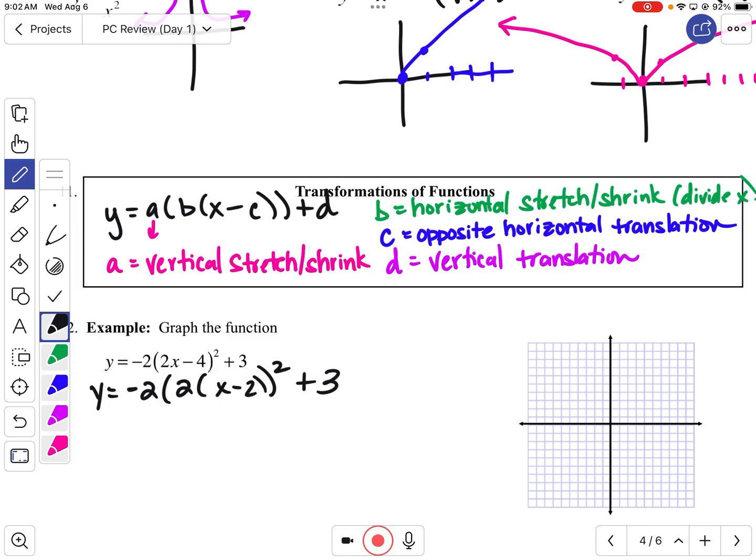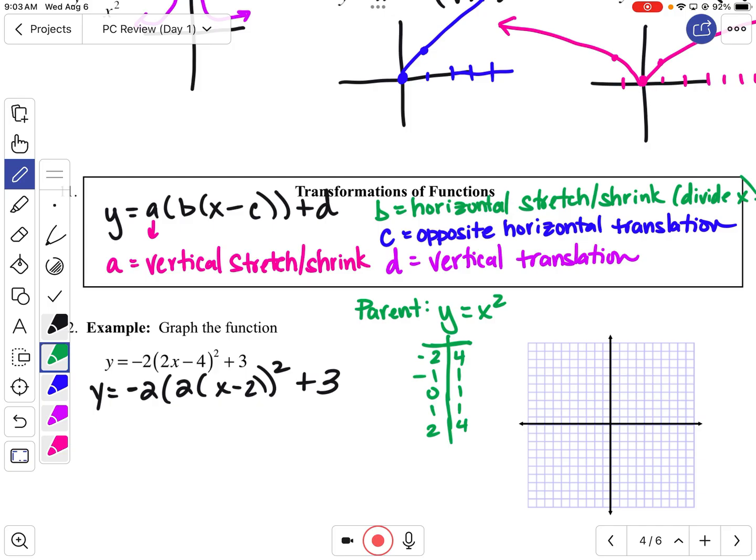What is my parent function for this one? What shape's it going to be? It's parabola, y equals x squared. Okay, and I like to think about my parabola in terms of its basic points. -2, 4, -1, 1, 0, 0, 1, 1, 2, 4. You don't necessarily have to do that, but it just helps me when I do those stretches and shrinks.